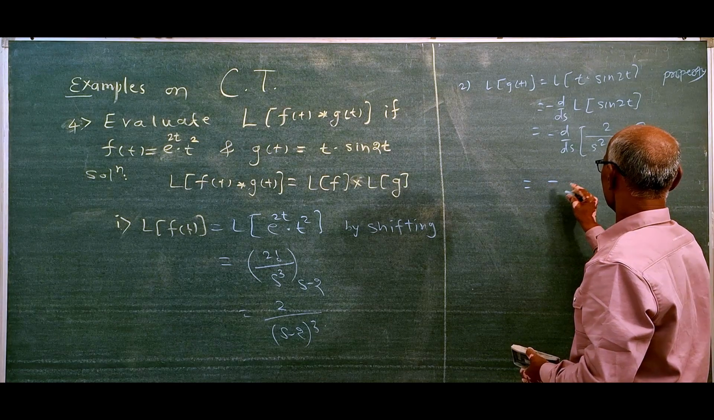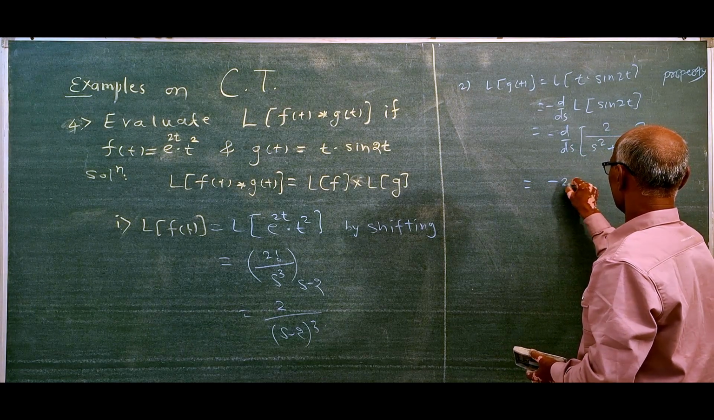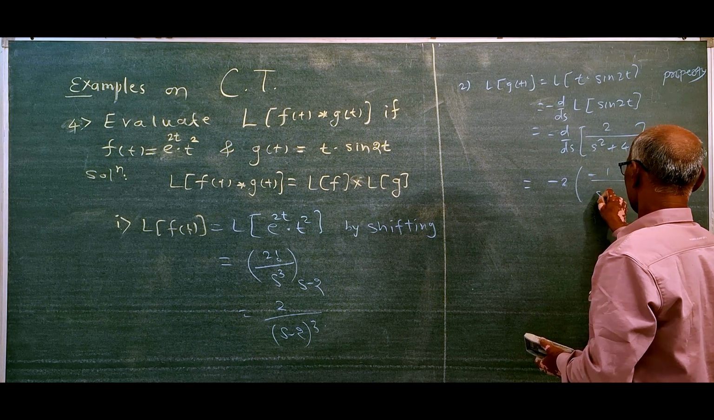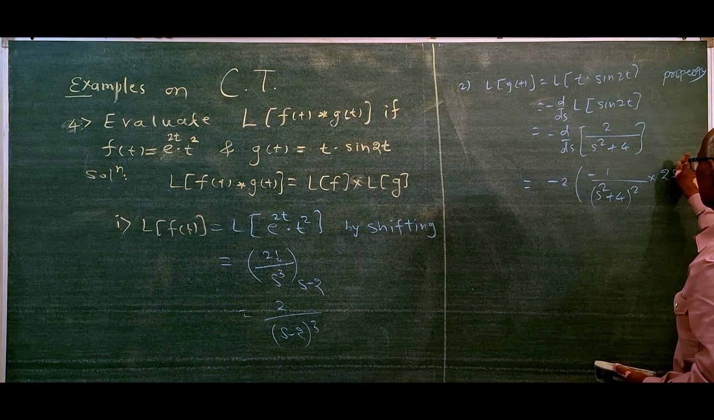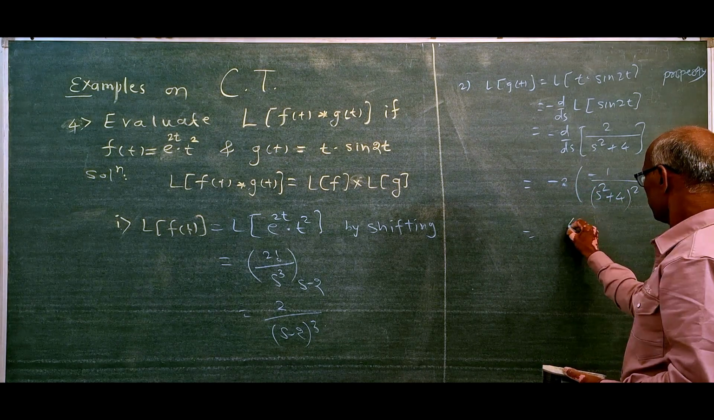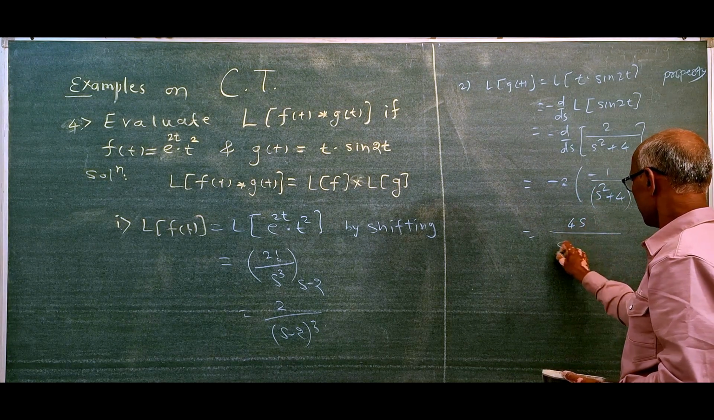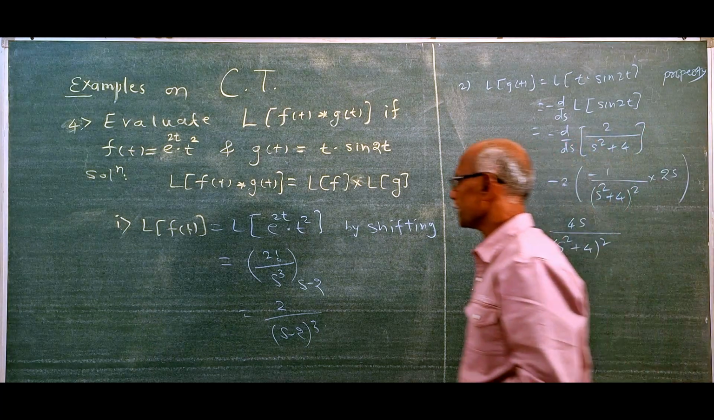So that is the same as minus, now the d by ds derivative is there, 2 is constant, we can take it out, minus 1 upon (s square plus 4) whole square multiplied by twice s, minus minus plus, 2 into 2 is 4, so it becomes 4s in the numerator and (s square plus 4) square. So this is the second Laplace.